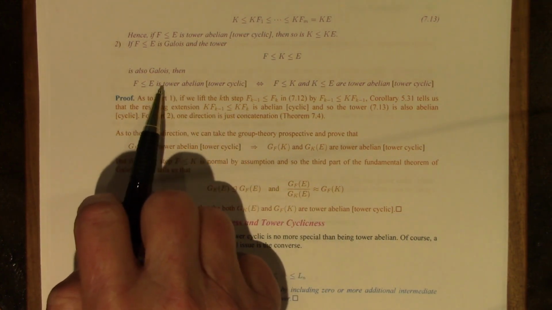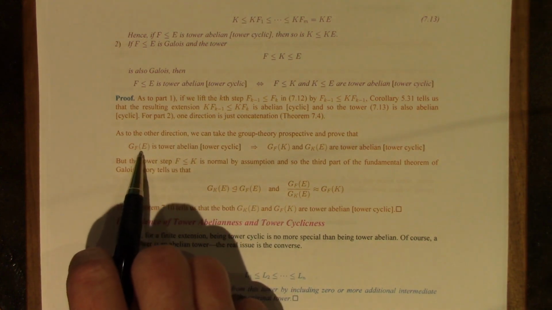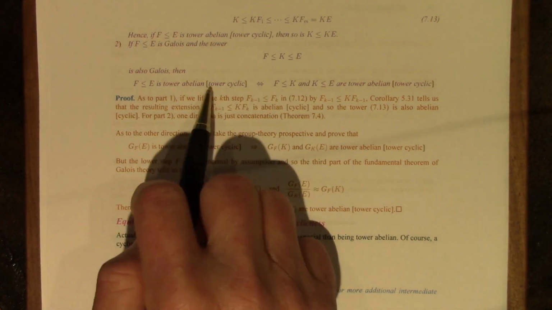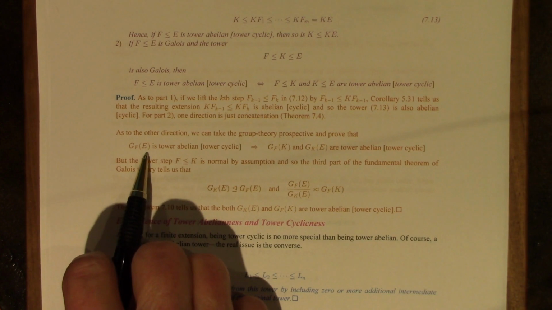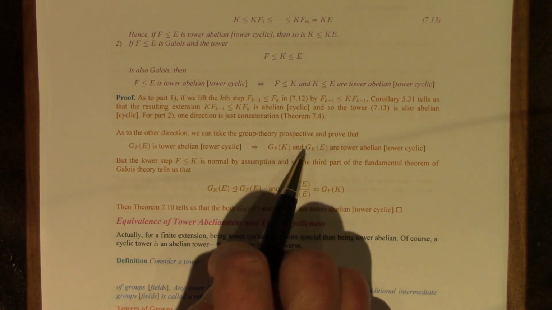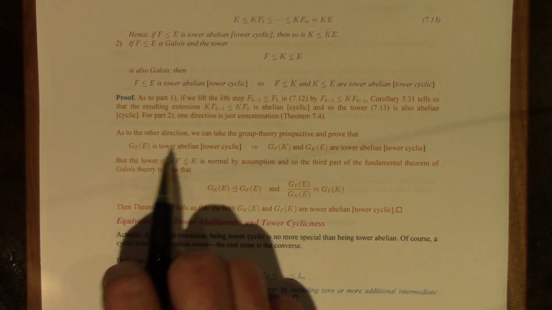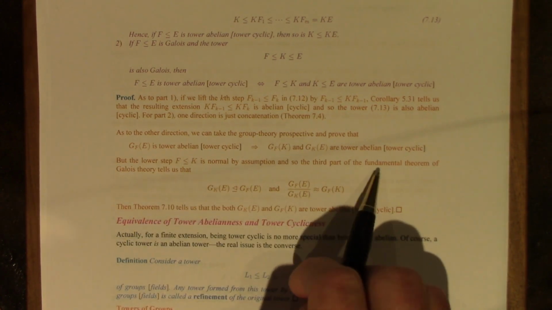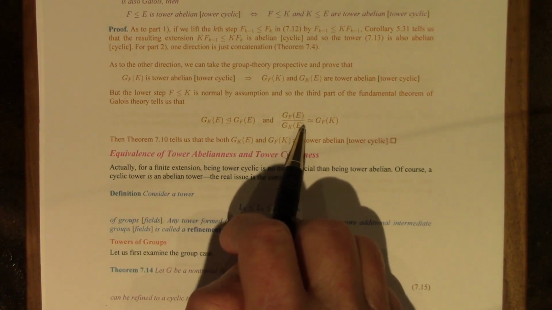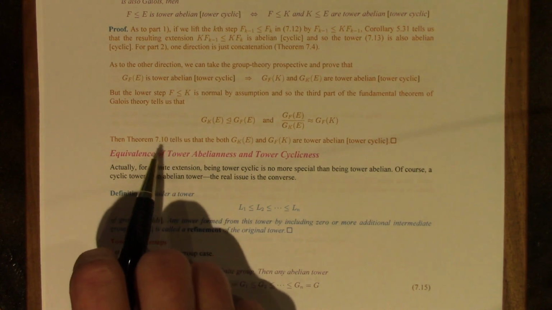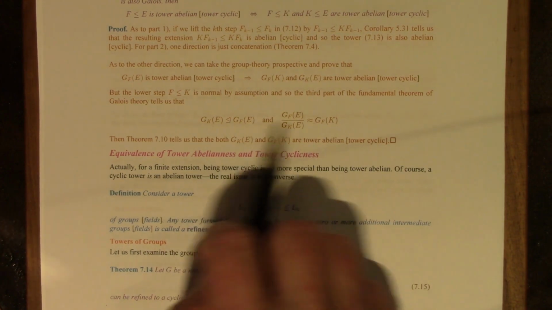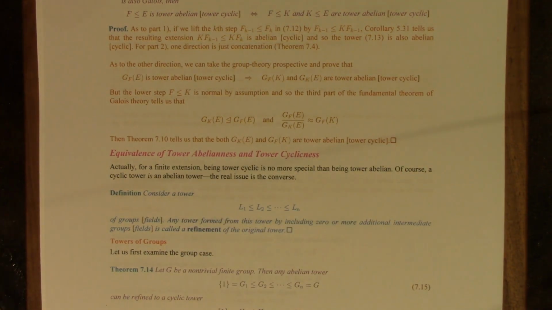We already know that an extension is tower abelian if and only if its Galois group is. So we can prove, this is the direction we want to go, that the Galois group tower abelian implies these two Galois groups are tower abelian. Well, the lower step, FK, is normal by assumption. It's Galois by assumption. So the third part of the fundamental theorem of Galois theory gives us this. We saw this a few minutes ago. And then theorem 7.10 tells us that both of these groups are tower abelian. And I'll let you sort that out. It's an argument I gave a few minutes ago.